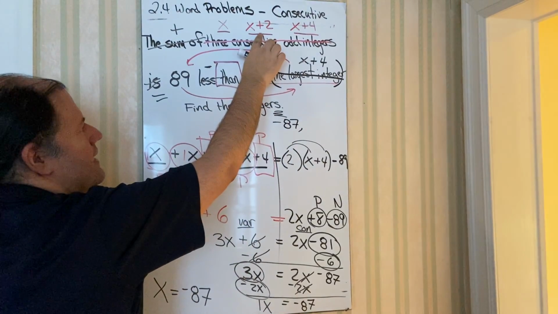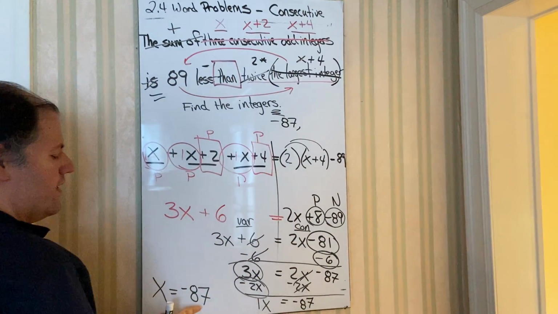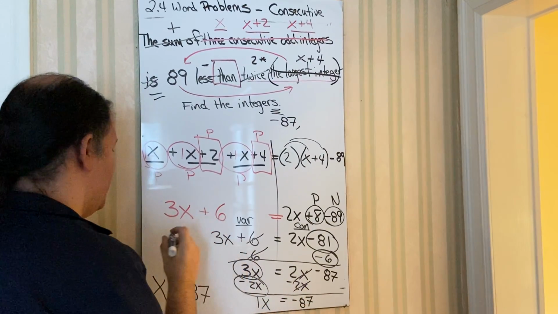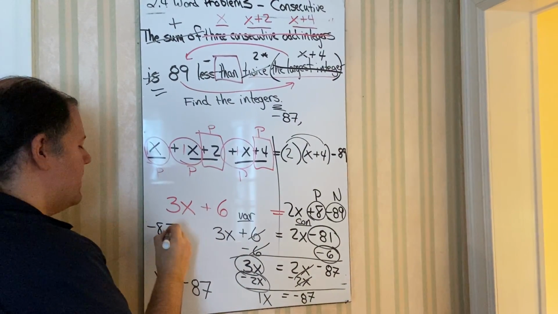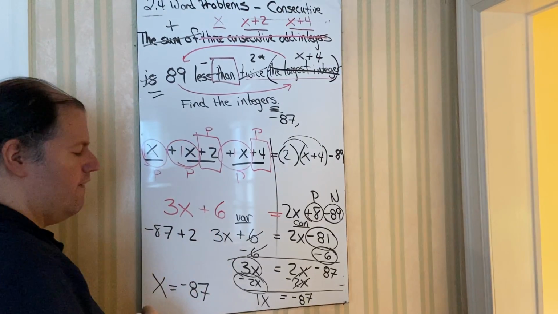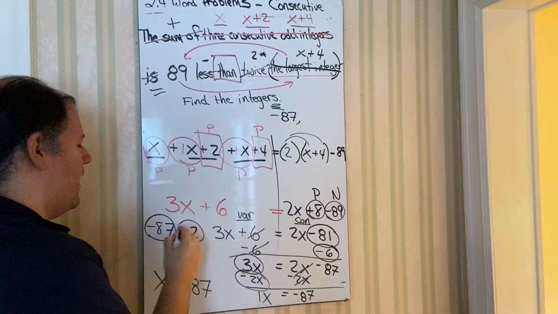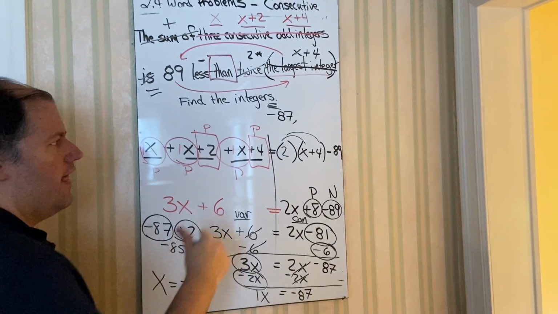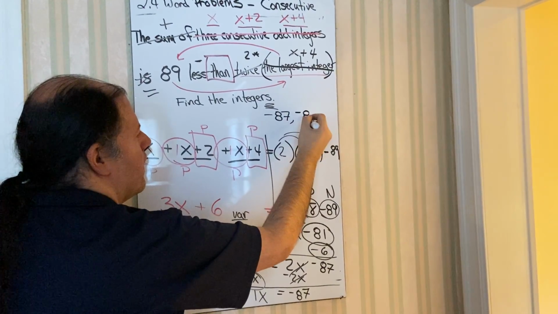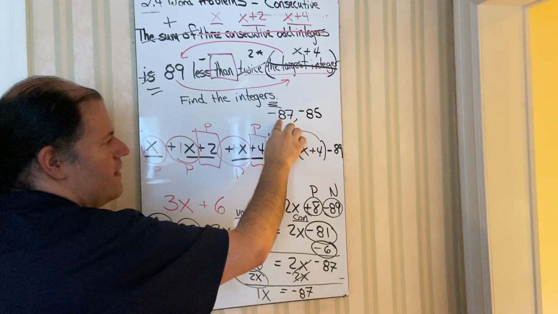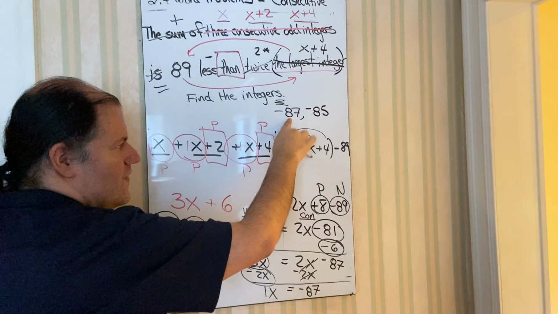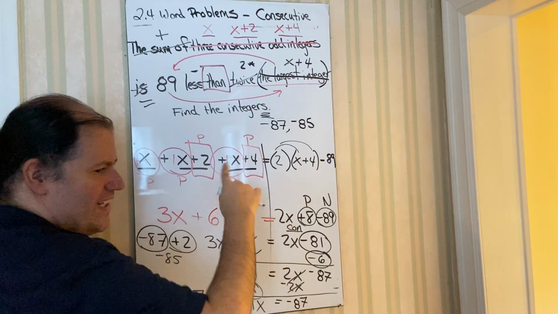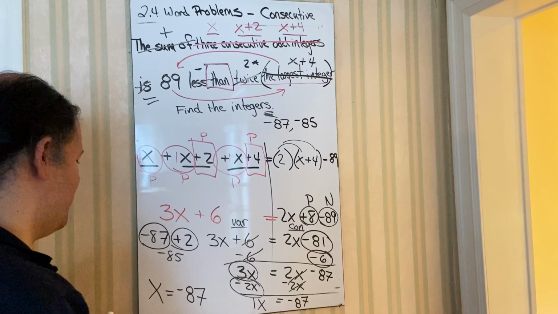To get your second integer, you have to take your answer and add 2. Be careful. Negative 87 plus 2, negative and a positive, you actually subtract. And you get negative 85. Remember, it is getting bigger. Would you rather owe someone $87? Would you rather owe someone 85? I'd rather owe someone only 85. It's getting bigger. We're greedy people with money. We'll always pick the larger one.